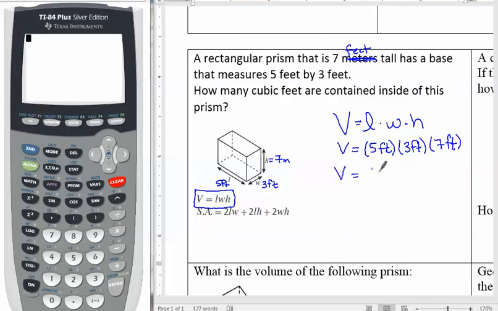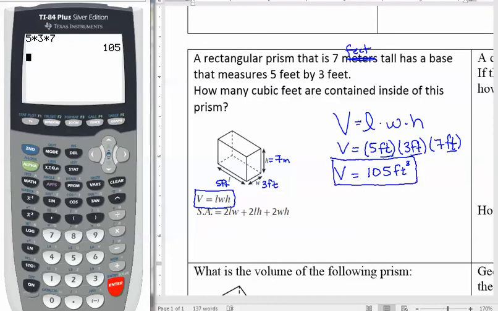Now, if I put these in my calculator and just type in 5 times 3 times 7, I get 105. So total is 105. Now I have how many feet? 1, 2, 3. So this is going to be cubed, and that's my answer. So let's look at the next example.